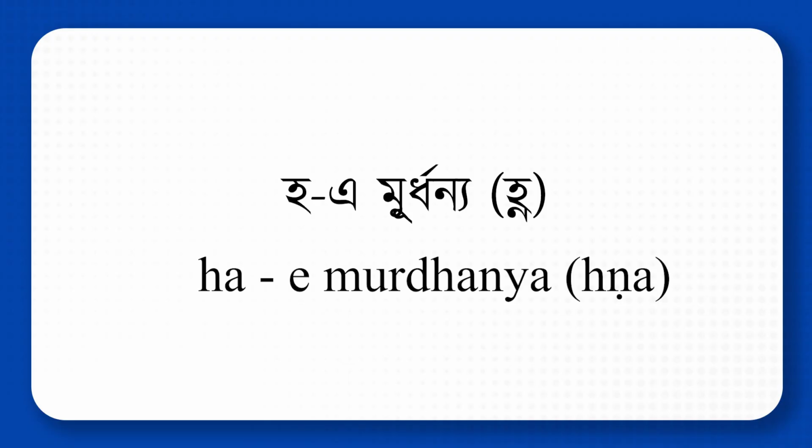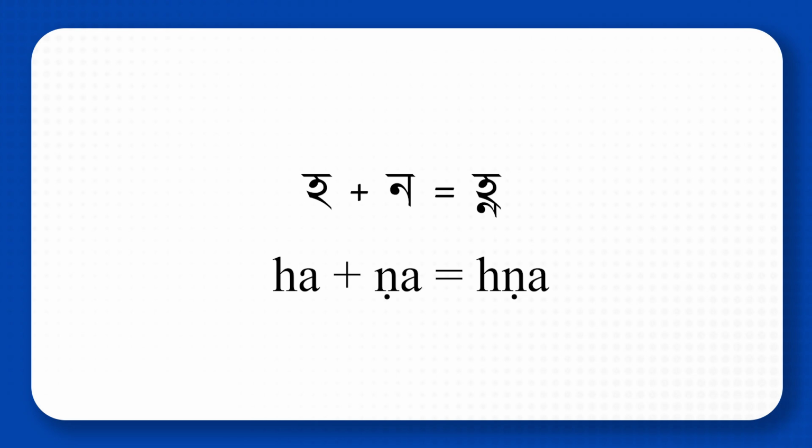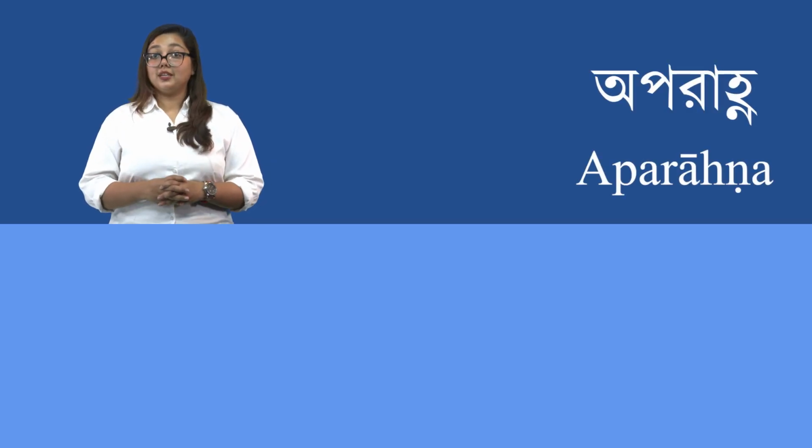The last consonant cluster of these series is Hoy Mordhanya. Within this conjunct, the graphemes Ho and Mordhanya coalesce. The first character retains its structure, but the latter cannot do the same. The word we have here is Oporanno, meaning afternoon.